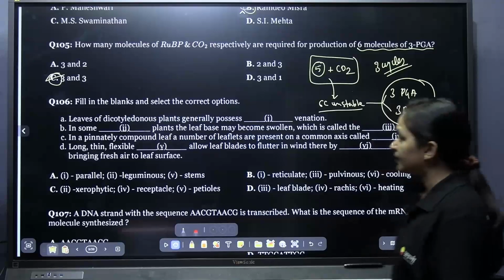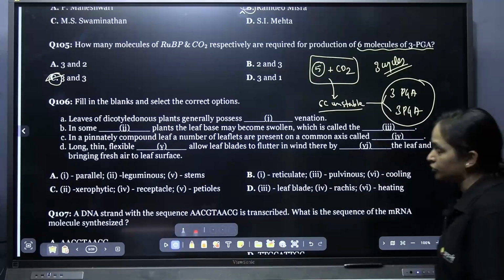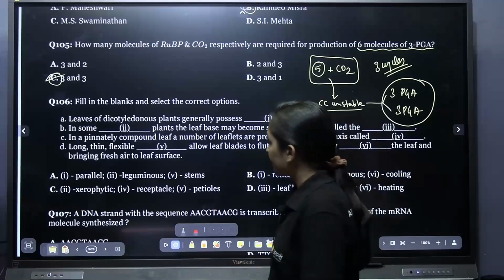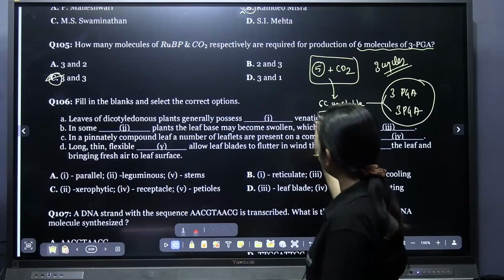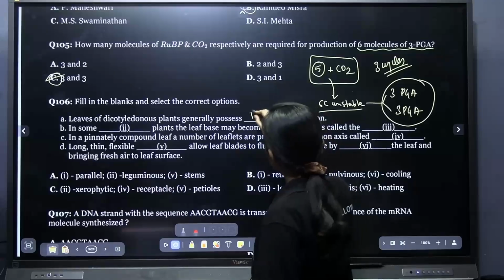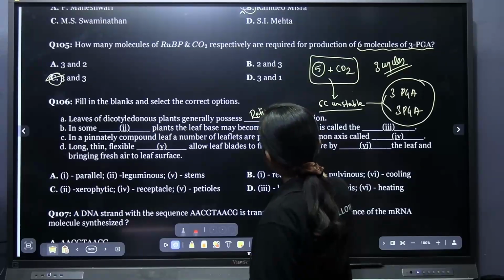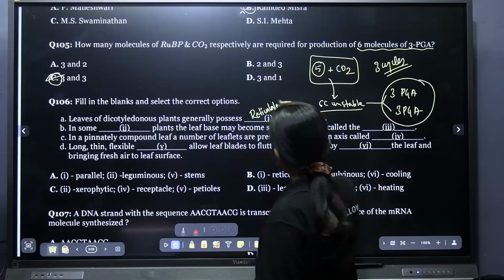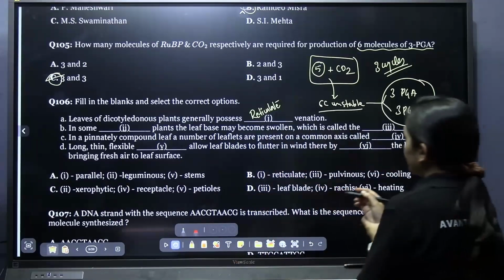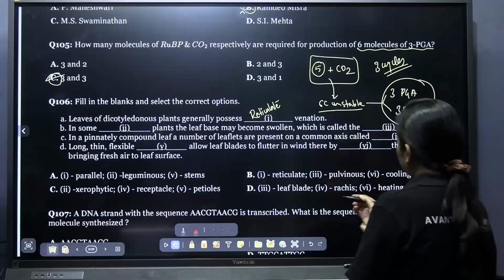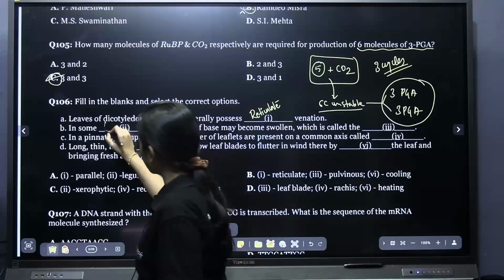Fill in the blanks and select the correct options. Okay, we will fill the blanks first. Leaves of dicotyledons plant generally possess dash venation. It is reticulate. In some dash plants, the leaf base may have become swollen, which is called, these are leguminous plant.